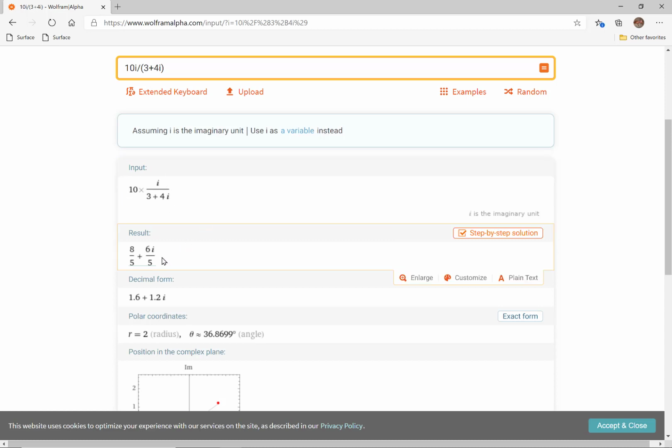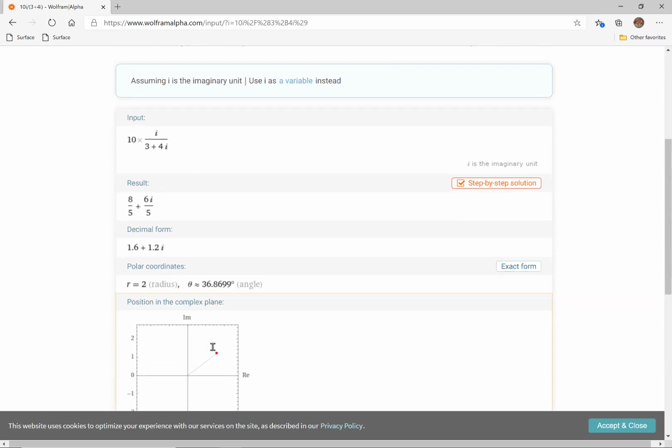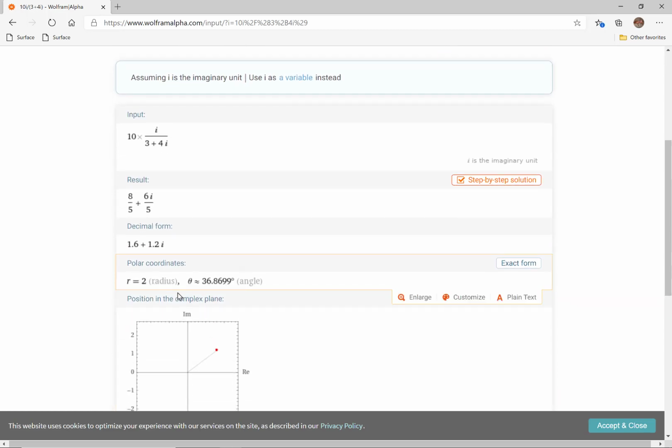And here it gives us the result, 8/5 plus 6i over 5. And this is what is called the rectangular form. You could also change it to decimal, so 1.6 plus 1.2i, but this is still called the rectangular form of the complex number. On the other hand, we also have information about the polar form right here. It is equal to magnitude of 2 and a phase of 36.87 degrees.